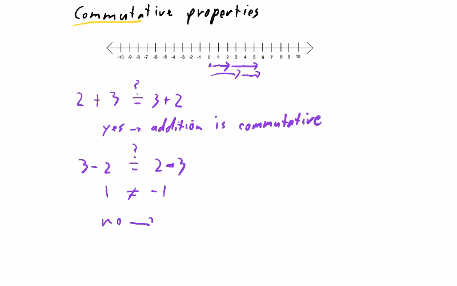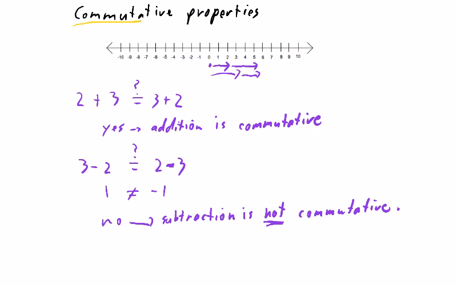So what does this show us? This shows us that subtraction is not commutative. Let me highlight not commutative. But could we make the subtraction problem into a problem that is commutative? And the answer is yes.